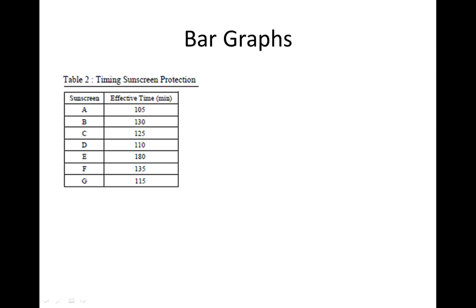Now what I've got here is a frequency table which gives some information about a variety of different sunscreens and how long in minutes they appear to be effective for. So I'm having a look at those values on the right hand side there and seeing that they range from around 105 up to 180. So I need to think about how big I'm going to make that scale on the horizontal axis this time, and whether I'm going to start at 0 or whether I'm perhaps going to start a little bit higher.